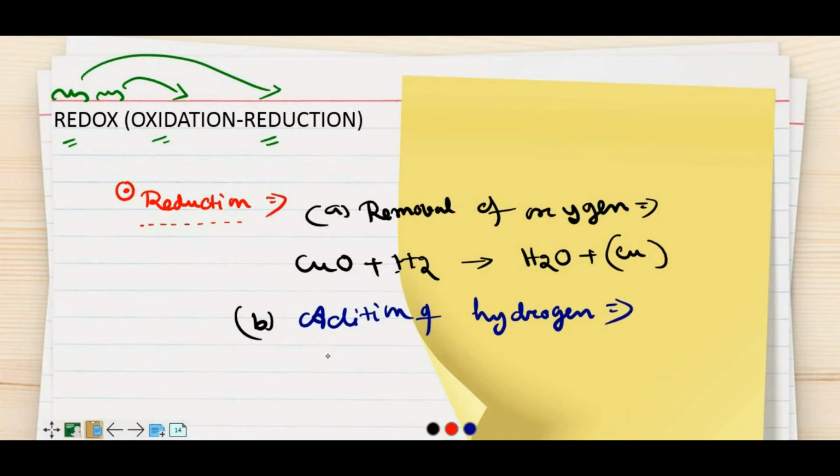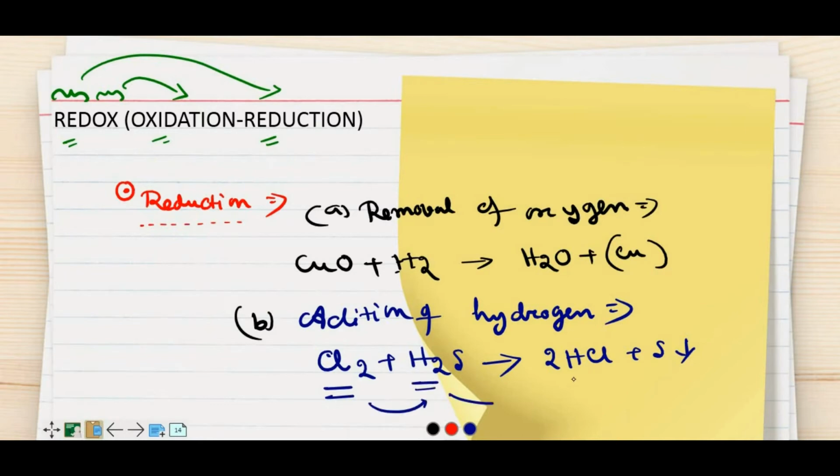Well, if we try to highlight such reactions, then go for chlorine and H2S. If we follow such reactions, then we will find 2HCl and sulfur will be precipitated. As a result, look carefully that chlorine is added with hydrogen and forms hydrogen chloride. Such reactions only happen because the addition of hydrogen is conducted, and this is nothing but the reduction reaction. So in a reduction reaction, either removal of oxygen will occur or addition of hydrogen will occur. That is exactly opposite of the oxidation reactions.